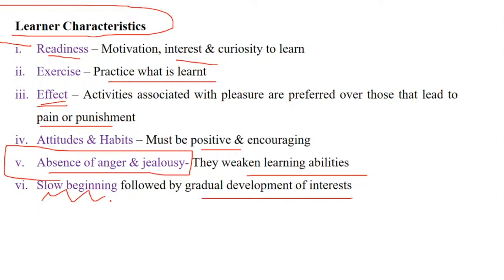So see, this is how the statements can be twisted. For example, if the child shows a slow beginning, what type of assessment does the teacher have to implement? In such cases, it is a formative assessment.